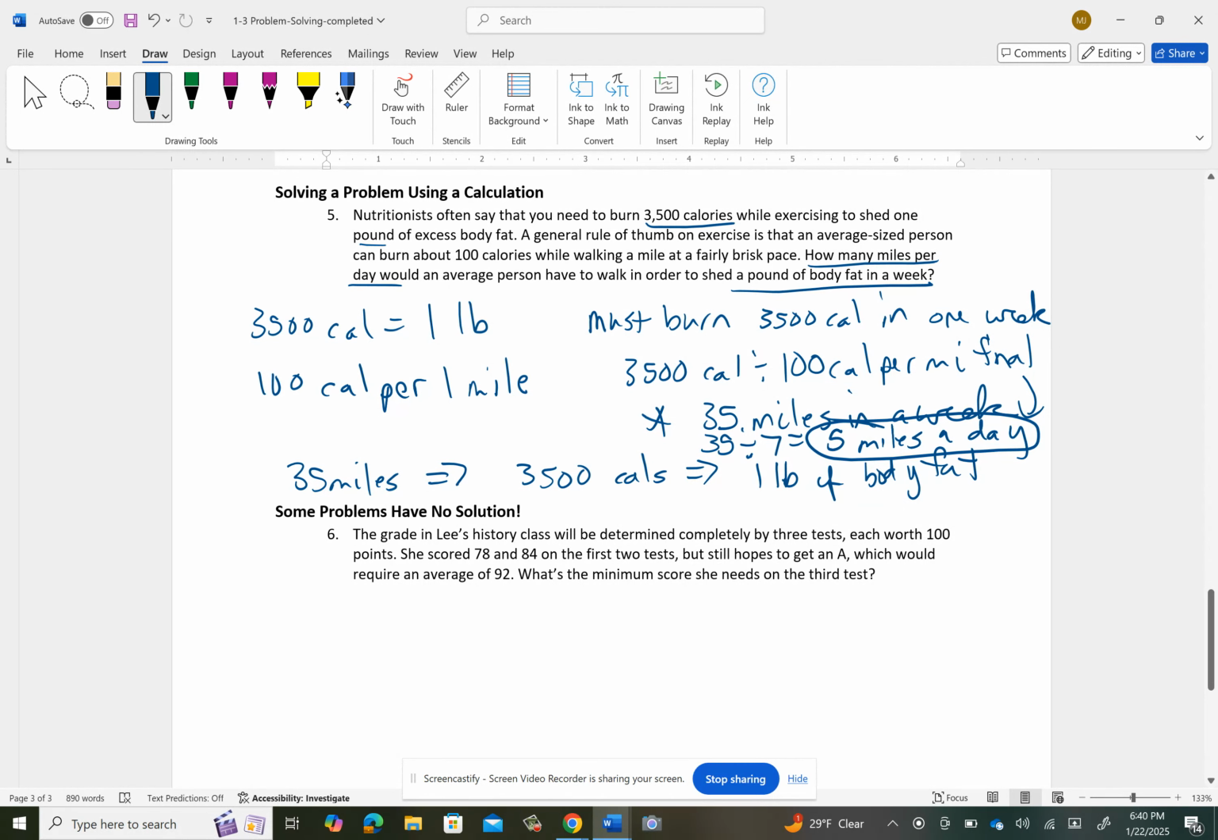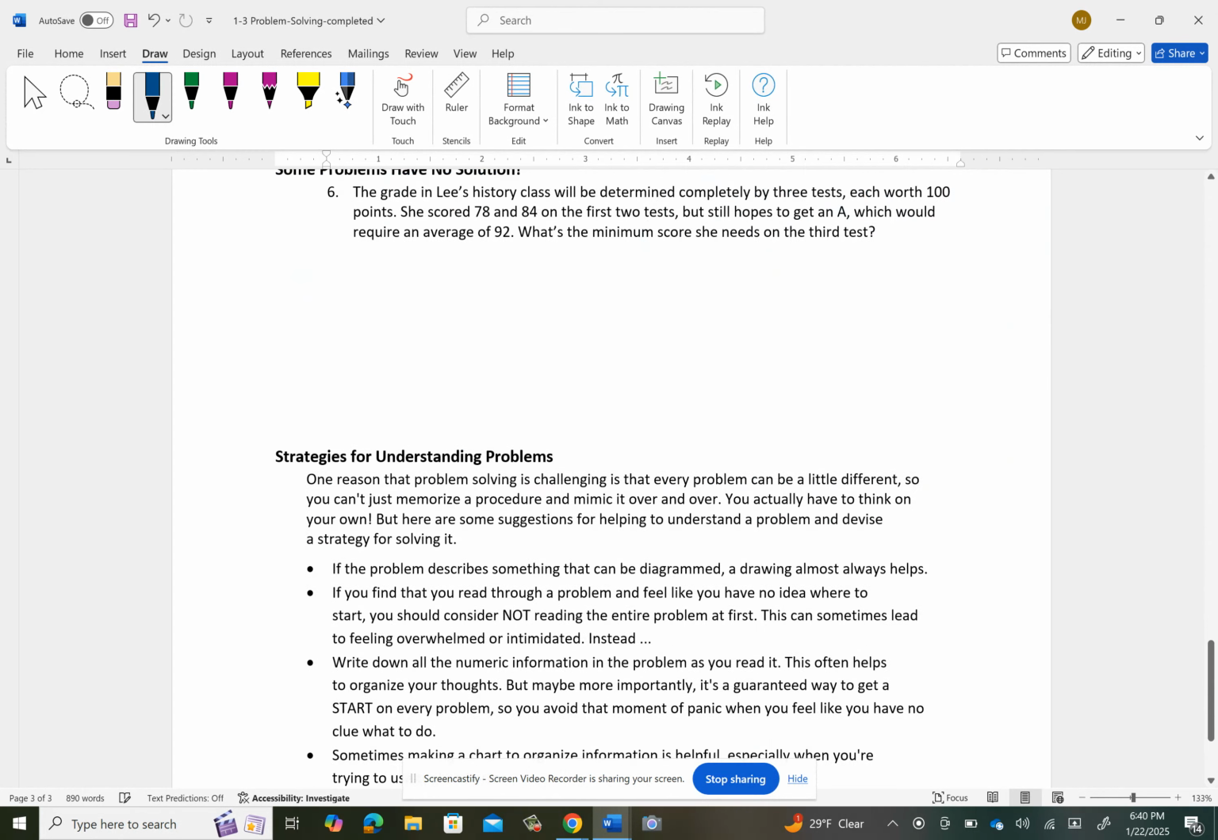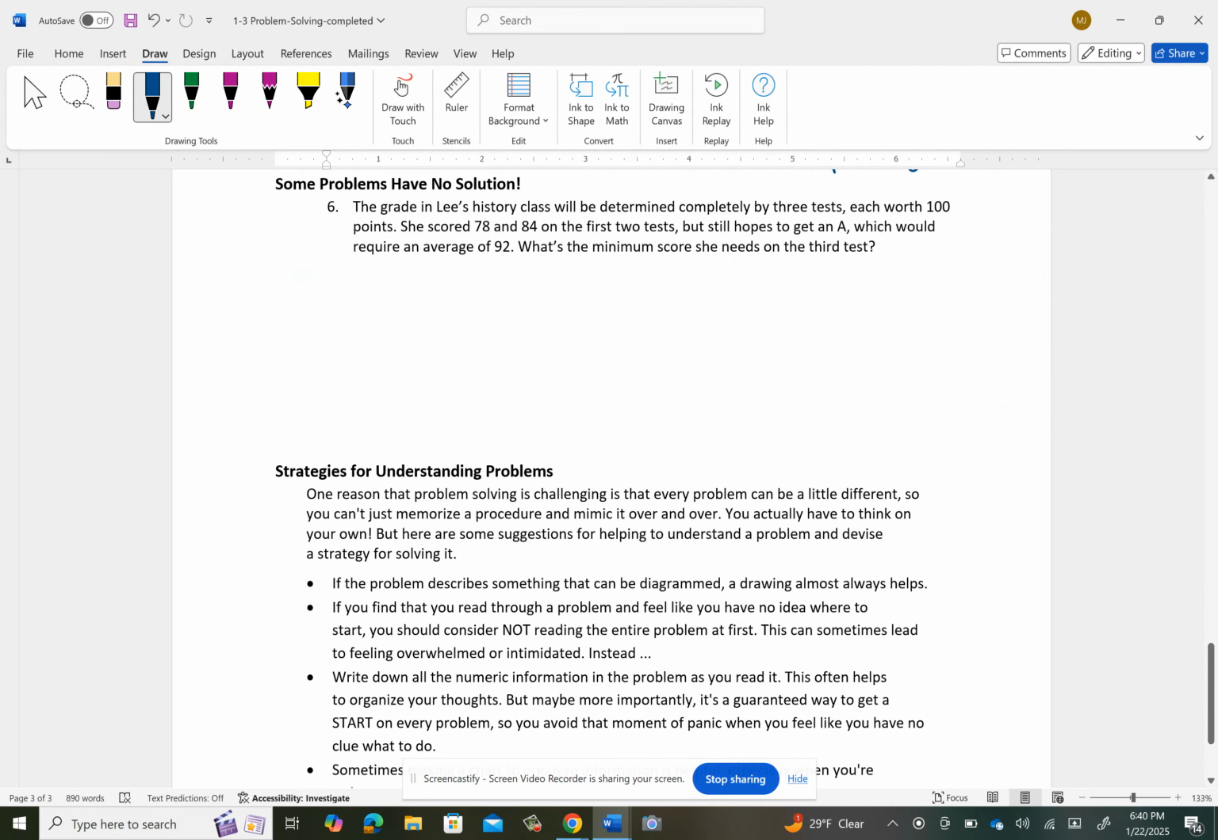Okay. All right, let's see this one. All right, one more. The grade in Lee's history class will be determined completely by 3 tests, each worth 100 points. She scored a 78 and an 84 on the first 2 tests, but still hopes to get an A, and an A requires an average of 92. So we want to know what she would need on the 3rd test so that these would average 92. So I know to average something, I add them up and I divide by the number of tests, but I want it to be 92 when I'm finished.